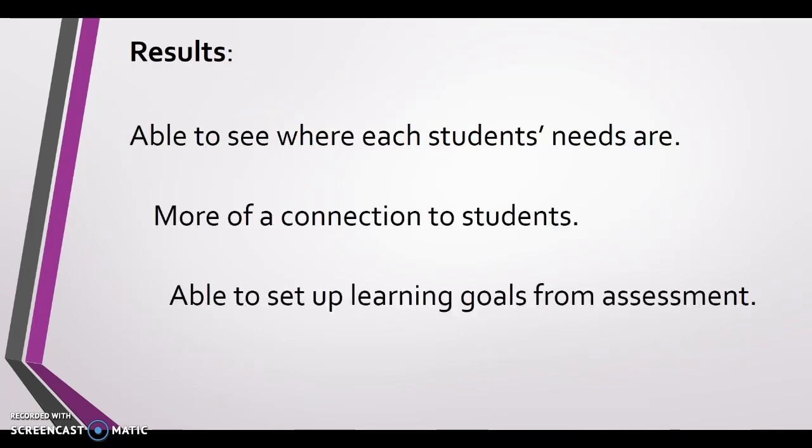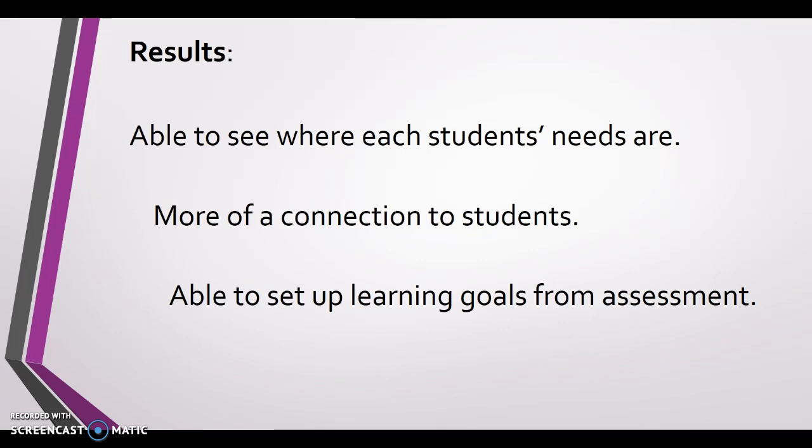The results of that observational checklist were that I was able to see where each student's needs were. I had 3 students that I assessed at that time. One student was a very good reader. She read fluently, she wanted to read, and that part of it she did really well. But the comprehension she wasn't quite as good at. That helped me to see that she was better at print and needed more help in comprehension.